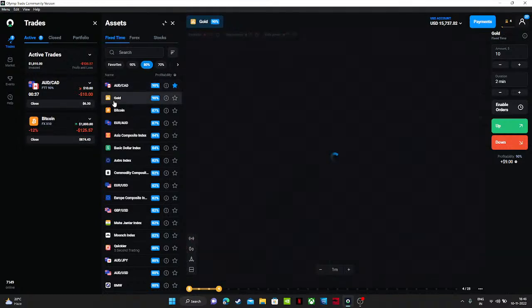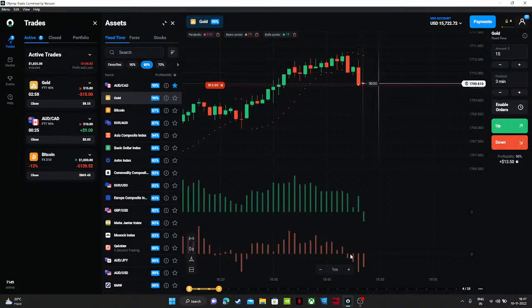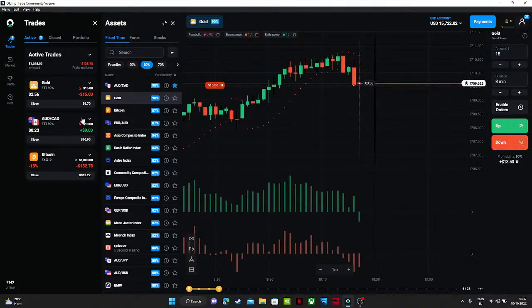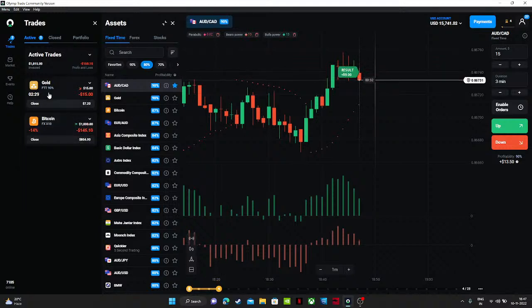Let us try to find a few more entries using the confrontation strategy. So okay, here we might have an entry. I can see that the parabolic has shifted on the top of the candle. The bear's power is below the zero line, bull's power is also below the zero line, so I am making a downside trade here. The previous trade is about to expire. We have won the previous trade.